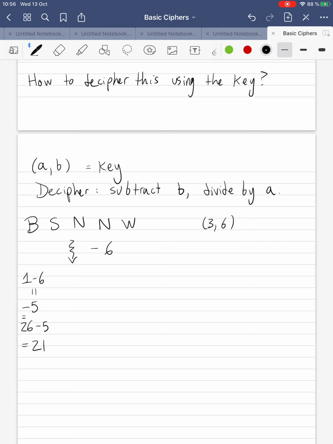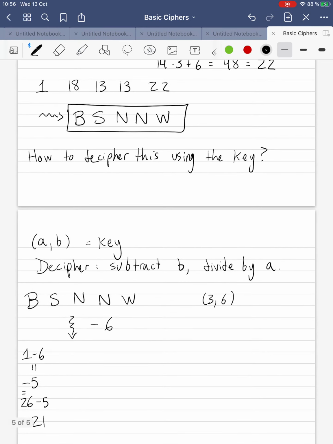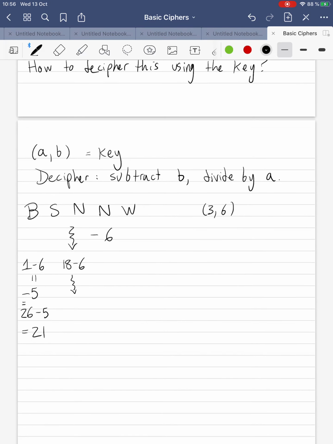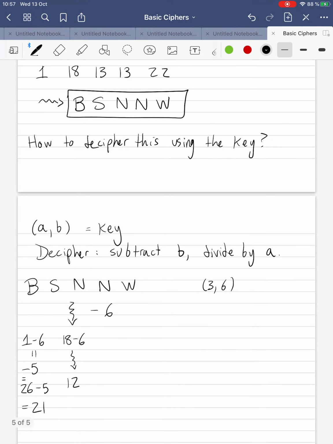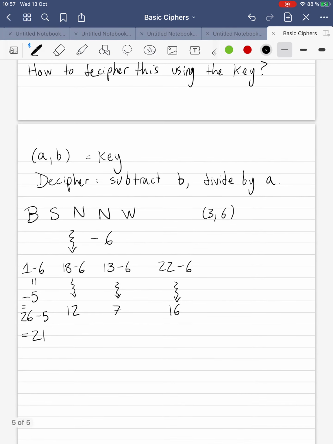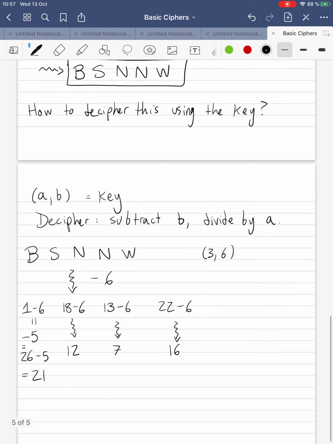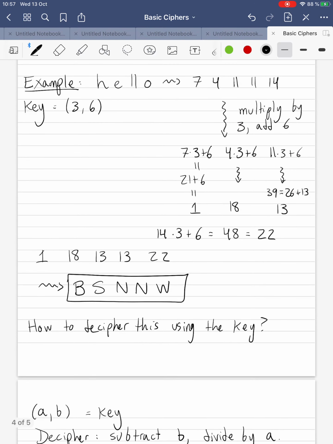Then S is 18. So we're going to do 18 minus 6, which is just 12. N is 13. 13 minus 6 is just 7. Then 13 minus 6 again for the other N. And then W is 22, and 22 minus 6 is just 16. Okay, so we subtract 6. That undoes the adding 6 that we did over here.